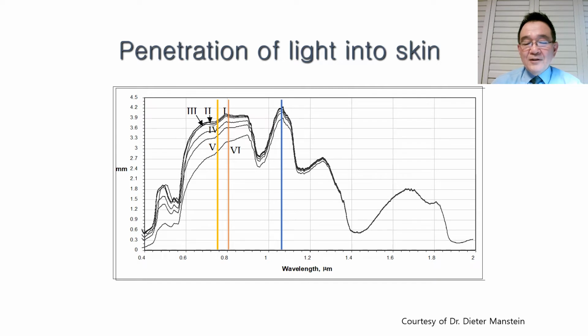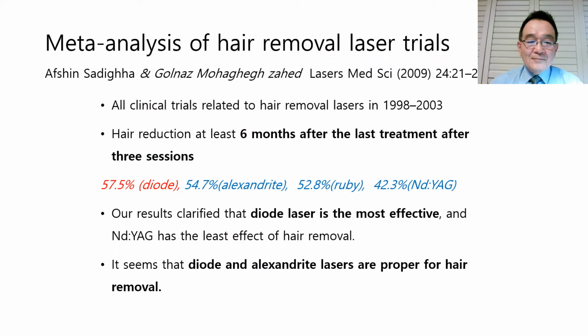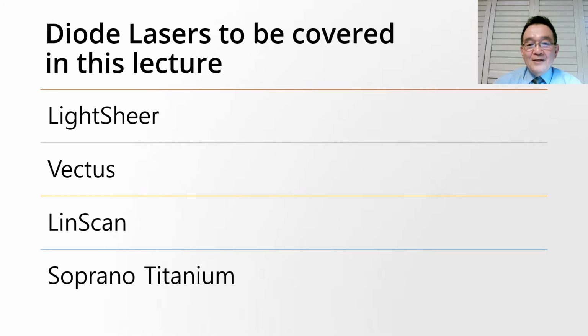Most diode laser systems for laser hair removal are 800 nanometer to 810 nanometer, and the penetration of 800 to 810 into skin is quite comparable to 1064 in this graph. In this meta-analysis of hair removal laser trials, the results showed that diode laser is the most effective and neodymium YAG has the least effect of hair removal. LightSheer, Vectus, LightSheer, Soprano Titanium will be covered in this lecture.